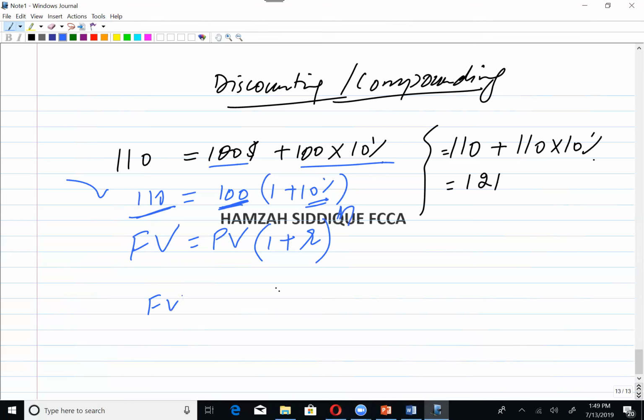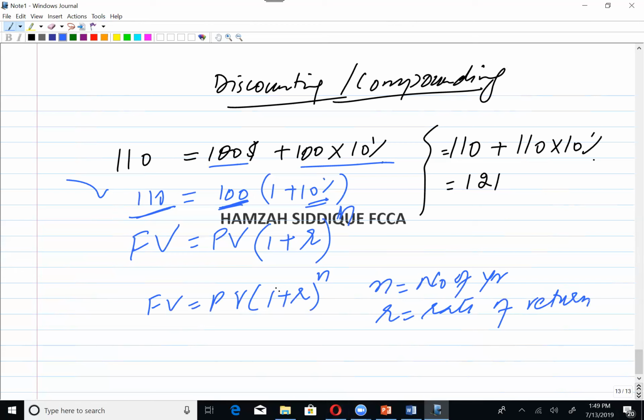So we have learned a formula: future value is equal to present value into 1 plus r raised to power n. N is equal to number of years. R is equal to rate of return you are going to get. You see, we say we have 100 today and we are going to invest it at 10%, 0.1, for 2 years. If we solve it, answer will be 121. Same we calculated here, after 2 years. Note it down, then I'll proceed further.